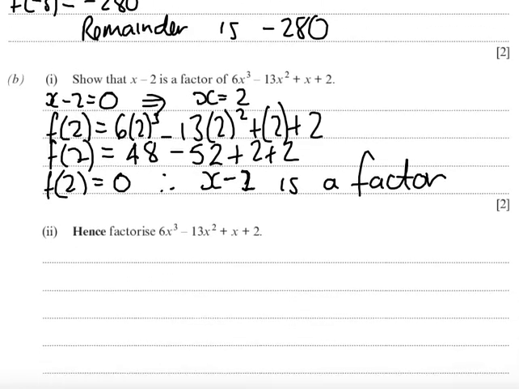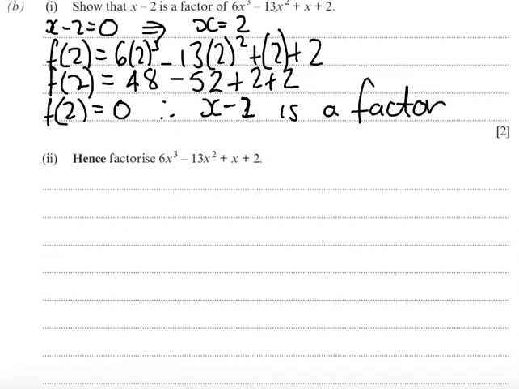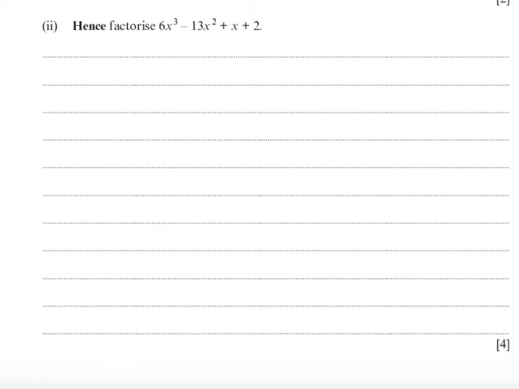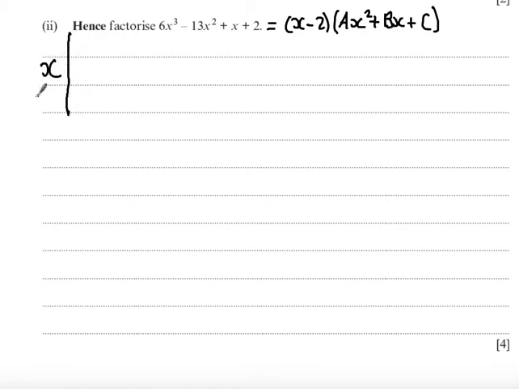Okay, so now we want to factorize 6x cubed minus 13x squared plus x plus 2 using that. The way I do this is I consider this to be equal to x minus 2 times some sort of quadratic. Let's use capital letters to represent the coefficients: Ax squared plus bx plus c. So I draw a little table, put the x and minus 2 along the side, and across the top I'm going to try and find my quadratic. First of all I start off with ax squared.